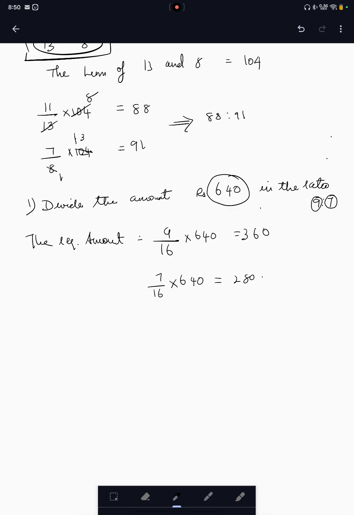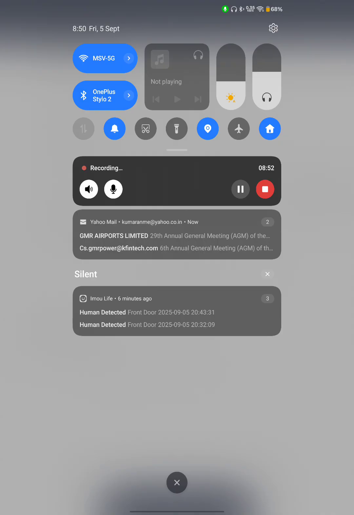Okay, guys, next I am going to do some proportion. What is proportion? Proportion means comparing two ratios. Two ratios we are comparing. Like A is to B is proportional to C is to D. This is one ratio and this is one ratio. I am going to compare two ratios here.